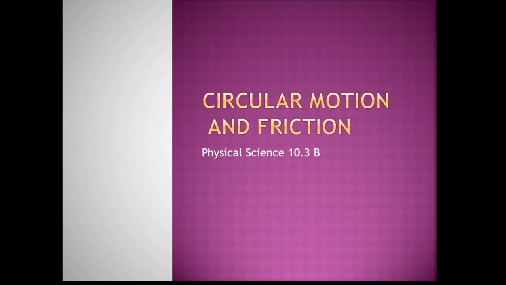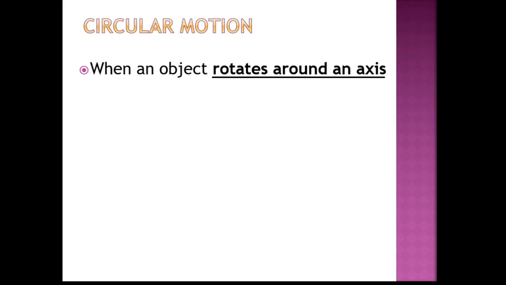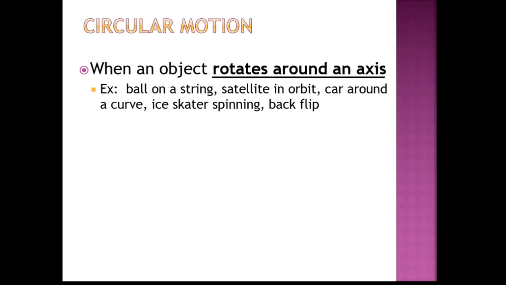This is Miss Perry. We are going to finish up section 10.3, and this is the last little bit at the end of it on circular motion and friction. Now, circular motion is when an object rotates around an axis. So if you're swinging a ball around on a string, or a car is going around a curve, an ice skater is spinning, things like that.